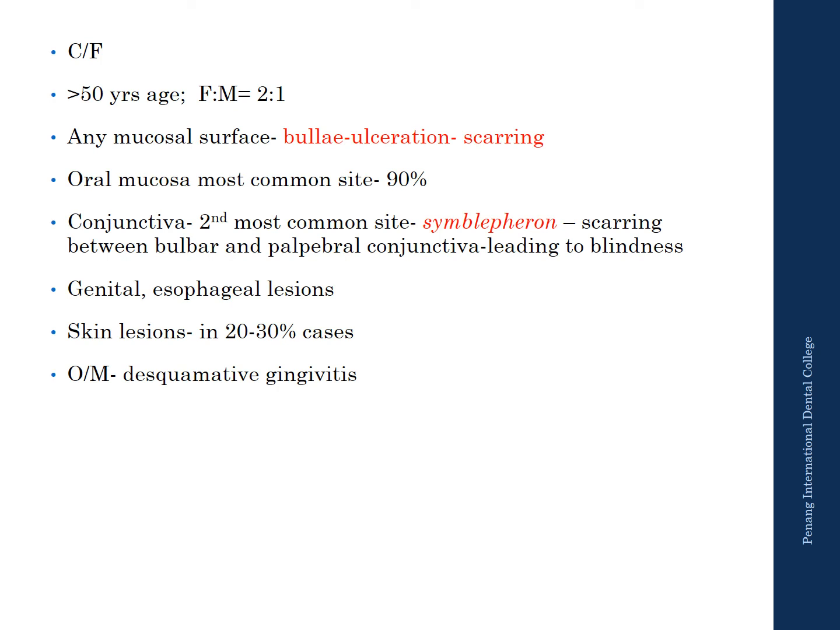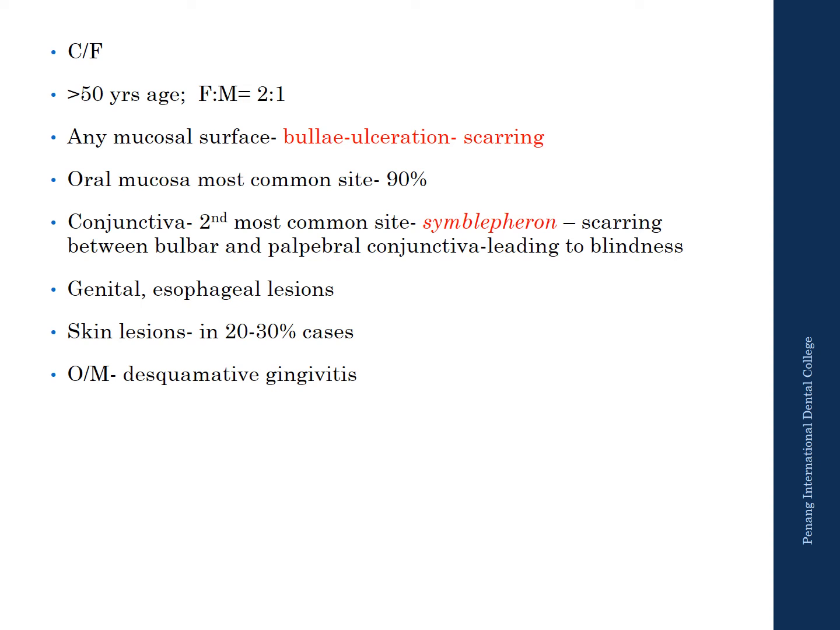Clinical features are generally seen in patients who are greater than 50 years of age. The female to male ratio is 2:1, and any mucosal surface can be involved, which causes the lesion to appear in the form of bullae, which later form ulcers and widen into a larger ulcerated area and cause scarring. So it's important to remember that mucous membrane pemphigoid can leave scars on the mucosal surfaces. The oral mucosa again is the most common mucosal surface involved, in 90% of the cases.